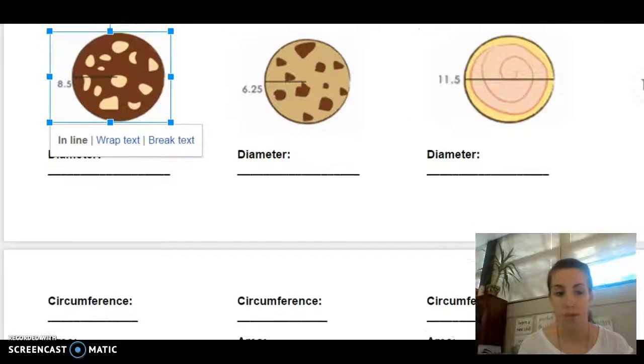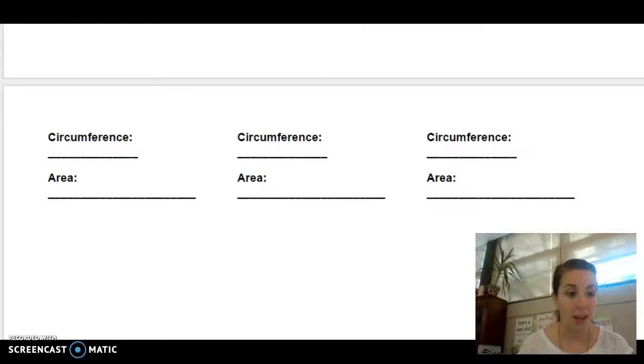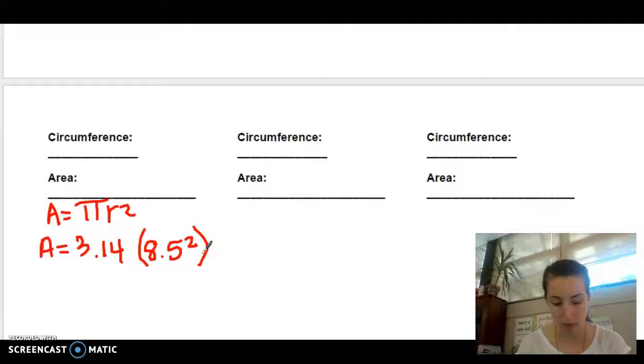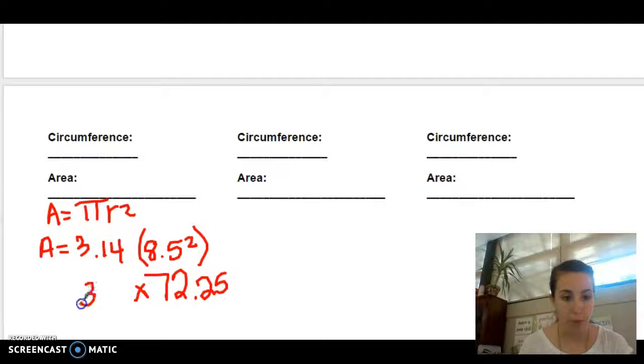Then I'm going to scroll down a little bit so that you guys can see, because mine is on a different page, unfortunately. If I'm figuring out the area, remember the formula for area is A equals pi r squared. In this case, you have A equals 3.14, and then r squared is 8.5 squared. If you want to use your calculator for the 8.5 squared, you can. 8.5 times 8.5, you would get 72.25. Multiply that by 3.14, and that gives you the area.